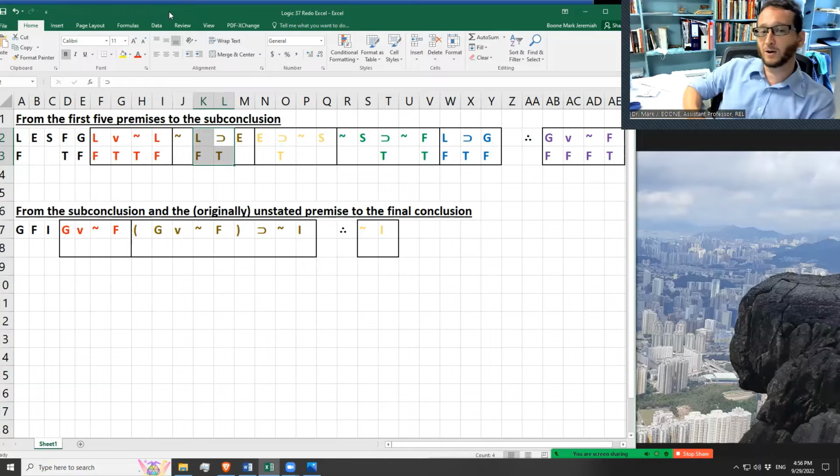We've concluded that L must be false if the argument is indeed valid. And that tells us that tilde L is true. So now there's only one way for this horseshoe statement to be true. If it's true that if not L, then E, and not L is true, then E also has to be true. So now we know E is true. We fill in the gaps, and then we keep going.